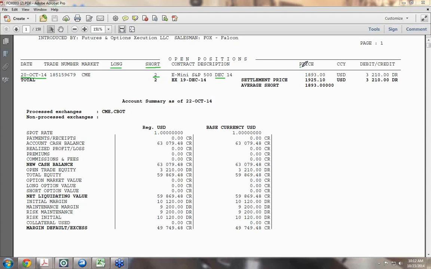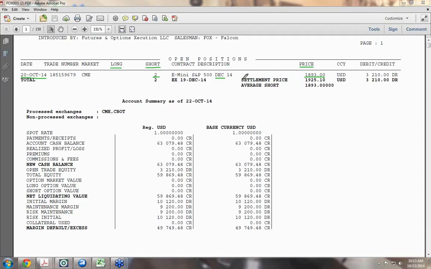Next column, price. This is going to show where the open position is either long or short from. So in this case, as we established, we're short 2, and we are short 2 from 1893. That is the entry price for this particular position.